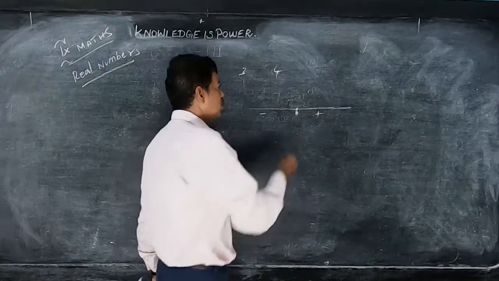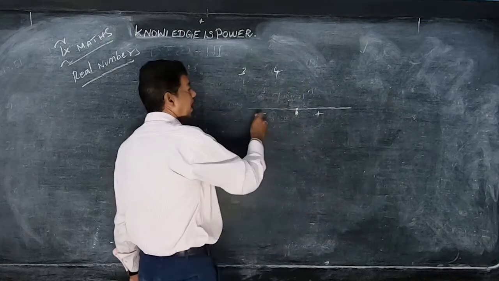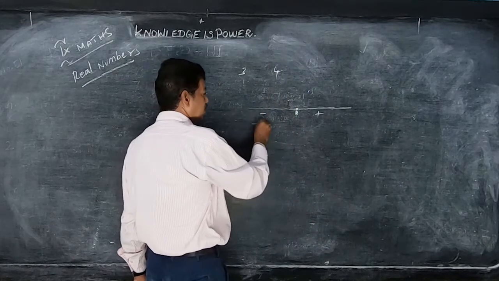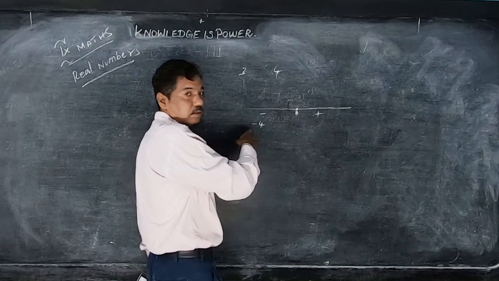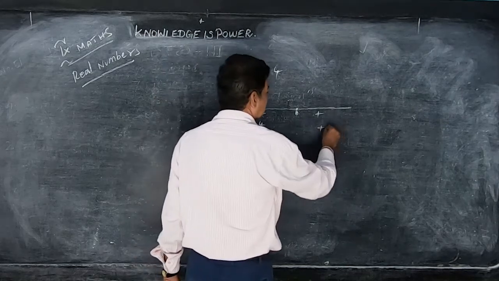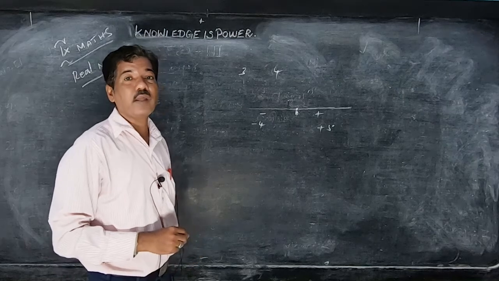Positive numbers are the numbers after 0, and numbers behind 0 are negative. For example, -4 is a negative number. Now +5 is a positive number. It is related to the terms.